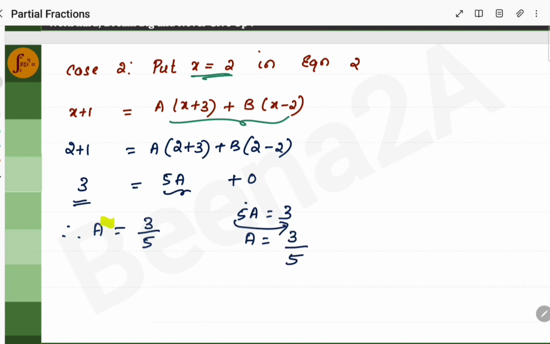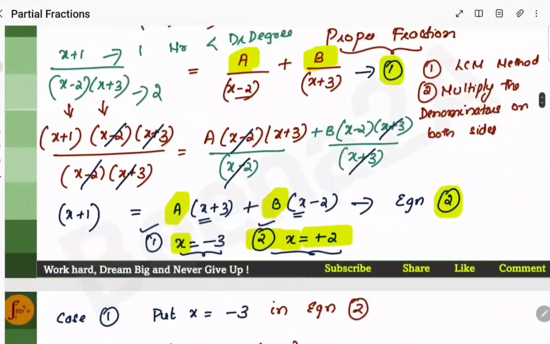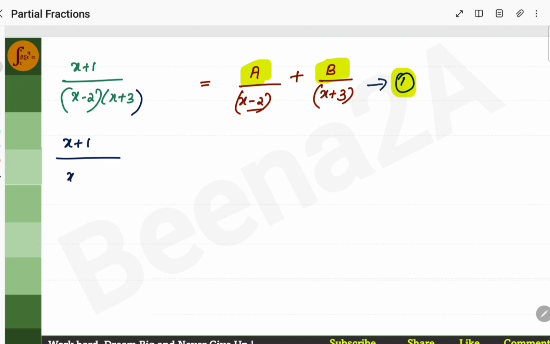So this is the value of A. Now we've got the value of A and the value of B also. What is the next step? The last step: we take equation 1 and substitute the values of A and B. Let's take this entire equation 1 and substitute the values of A and B.